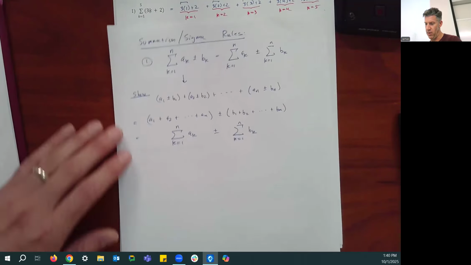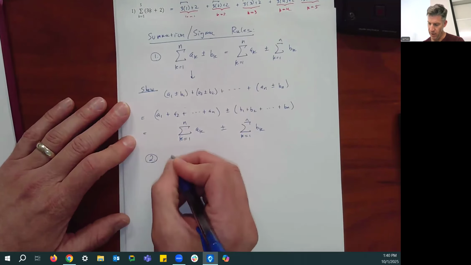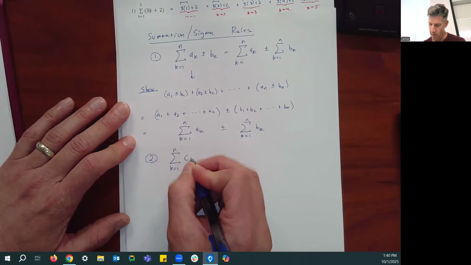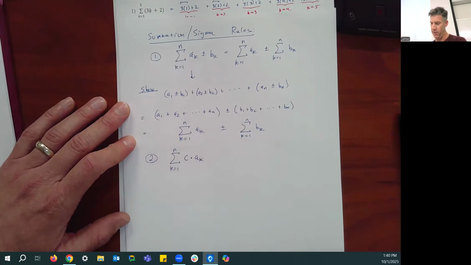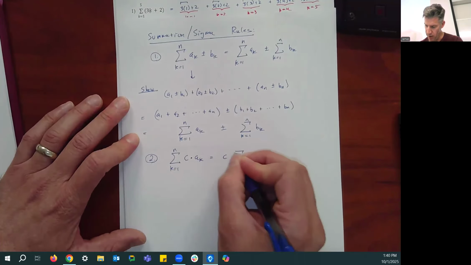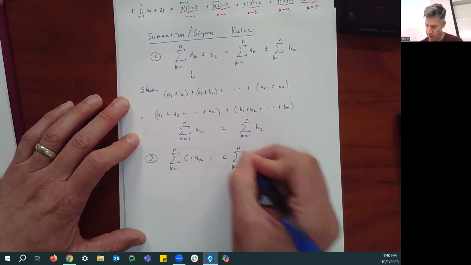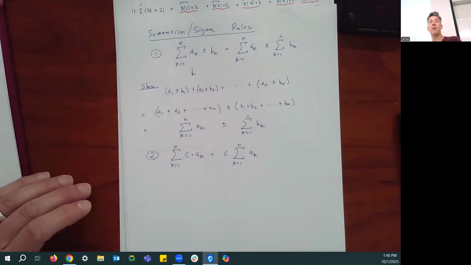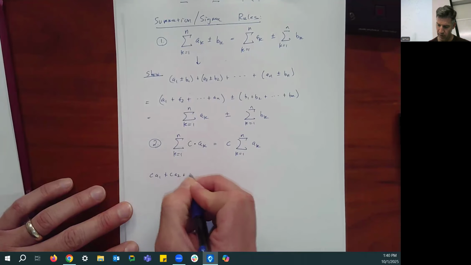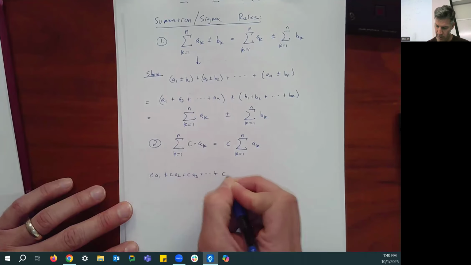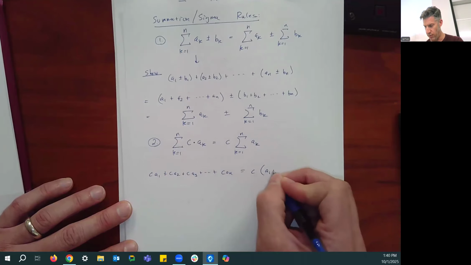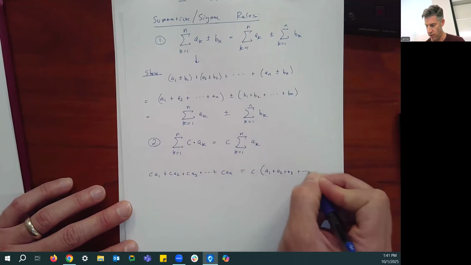Similarly, the other thing I wanted to say was that if you have the sum from k equals 1 to n of some constant multiplied by your thing that depends on k, a sub k, that's going to be equal to that constant multiplied by the sum from k equals 1 to n of a sub k. And I think you all could probably see it. If I write this one out, I'm going to have c times a sub 1 plus c times a sub 2 plus c times a sub 3 all the way to c times a sub n. If I write this one out, it's going to be c times a sub 1 plus a sub 2 plus a sub 3 all the way to a sub n.